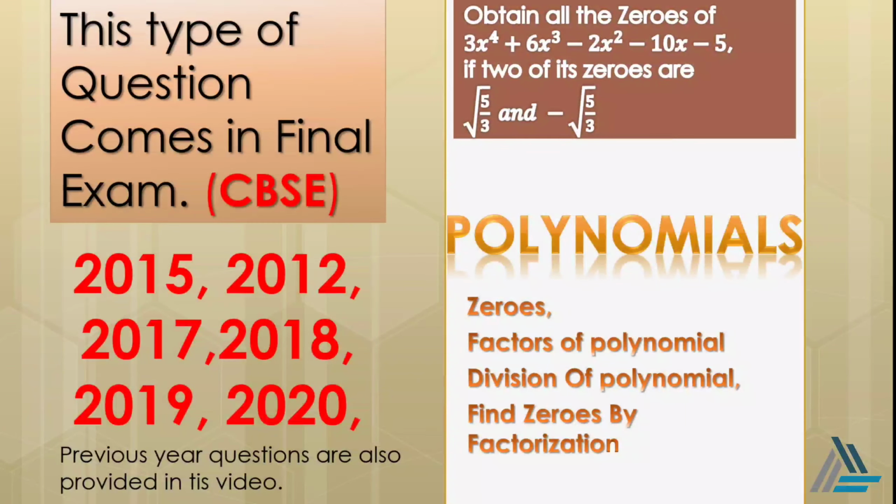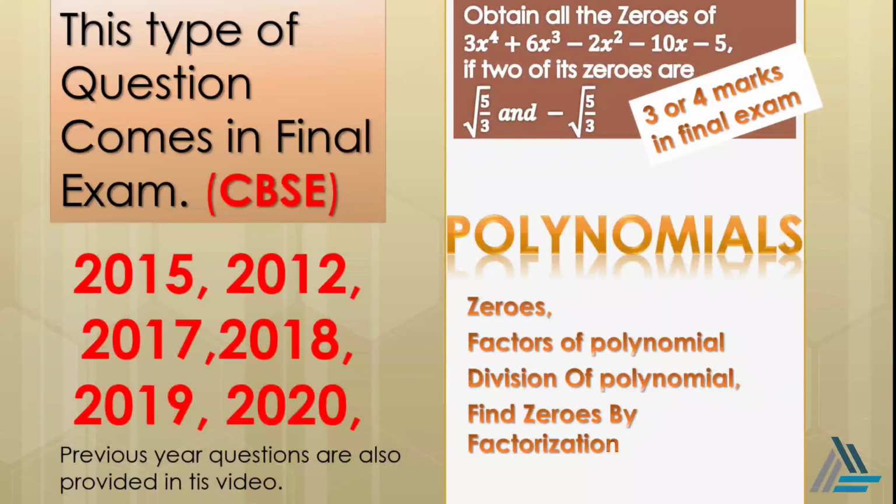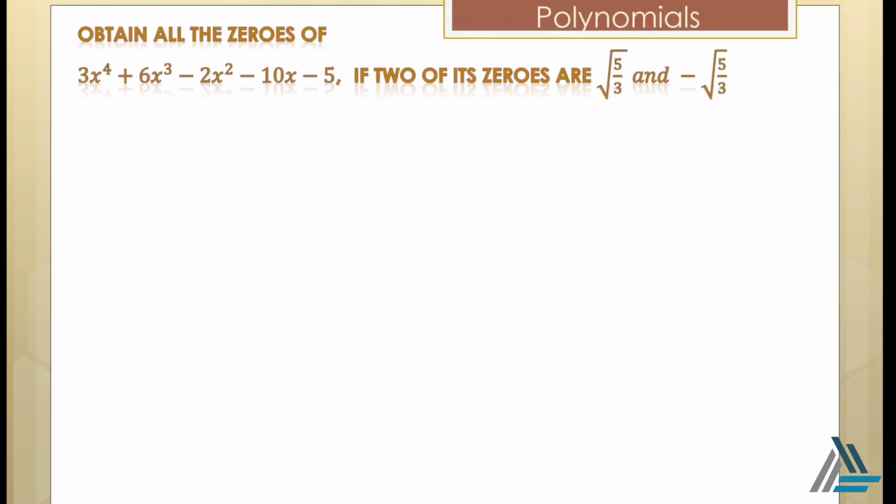As we know, the polynomial is of degree 4, so it has 4 zeros. It means we have to find two other zeros. If you understand this question, then you have fixed your 3 or 4 marks in the final exam, because it is a very important question. Then let's start with our question. We have to obtain all the zeros of this polynomial.